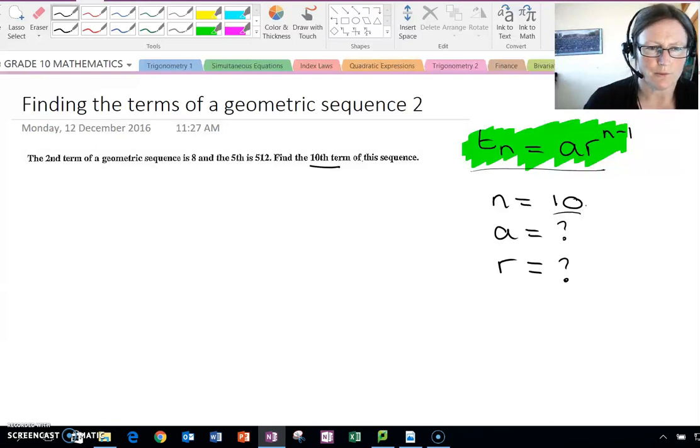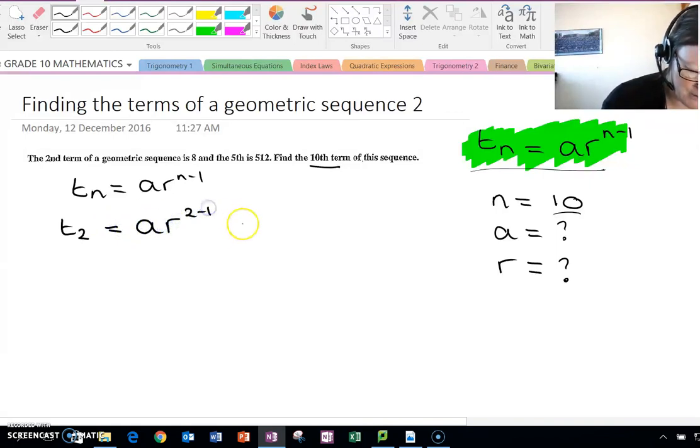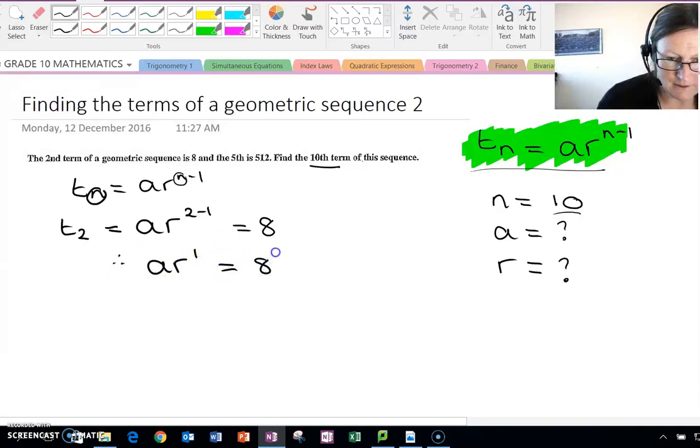What I do know, again using this formula, is that the second term is equal to 8. So the second term, A R to the power of 2 minus 1, is equal to 8 because I know what N is. N is the second term. So in other words, A R to the power of 1 is equal to 8. I'll call that my first equation.